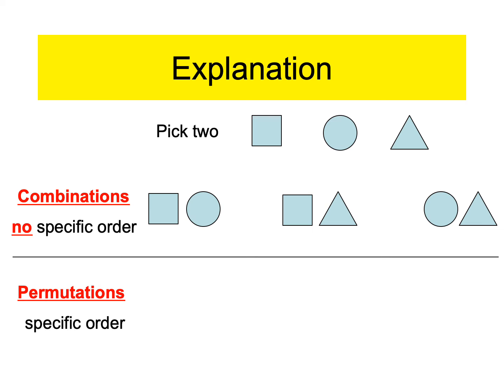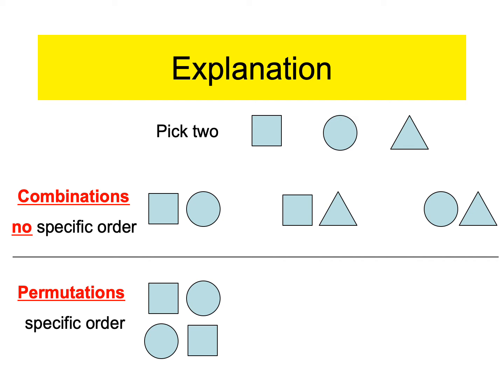However, when we switch to permutation, this is where the order matters. So, for instance, if I were to choose a square and a circle, that is not the same as choosing a circle and a square because the order matters. The first thing you choose is a square. Well, that's not the same as a circle. So, permutation, I think of it as when you line things up. If you were to line things up from left to right, the order would make a difference. Permutation, the specific order matters. Combination, the order doesn't matter.